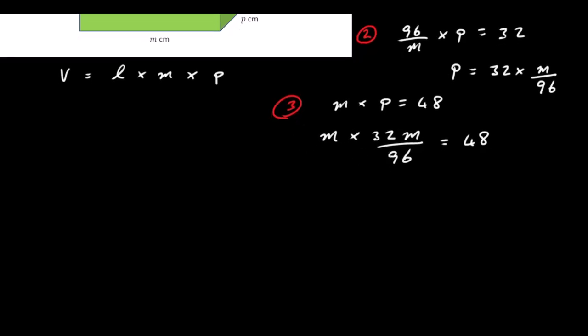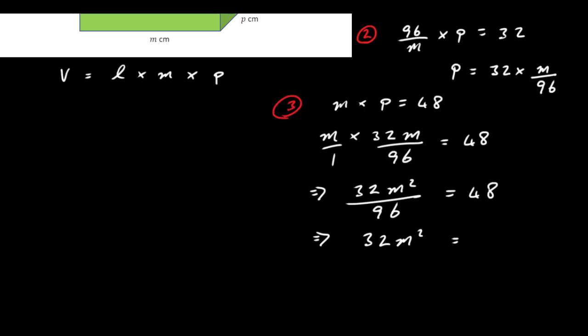So m times m is, because this is over 1, remember, so we multiply the top by the top, the bottom by the bottom. So it's going to be 32 m squared over 96 equals 48. First thing I'm going to do is get rid of that fraction. I'm going to multiply both sides by 96. That'll leave me with 32m squared on the left hand side and 4608 on the right hand side.